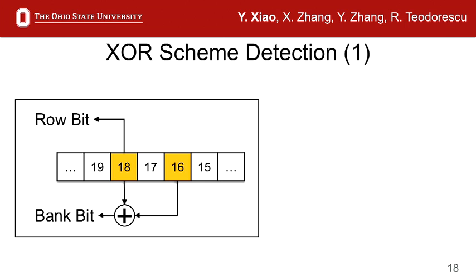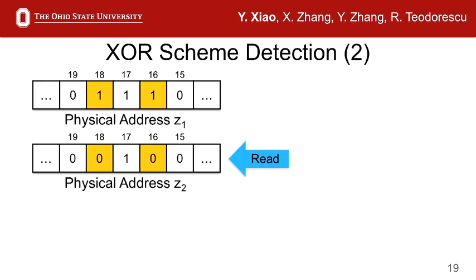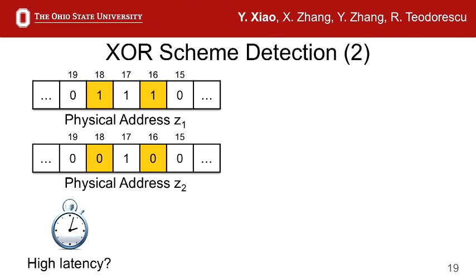While bit 18 decides the row, the result of bit 18 XOR bit 16 decides the bank. We call such a scheme the XOR scheme. So how do we determine such an XOR scheme? Similar to before, we first pick two addresses that differ only in bit 18 and bit 16. Bit 18 and bit 16 are both white bits whose job we do not know from the previous two tests. We read them in turn and take the timing of accessing them as before.